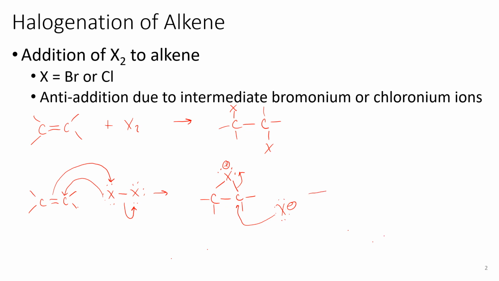it's going to attack from the opposite side. So you can think about this as being very similar to an SN2 type mechanism, where we're breaking a bond and we're forming a bond at the same time, and that cannot happen in the same area. So we're going to break a bond on one side as we form a bond on the other side, which is why we see this anti-addition when we add in our halogens.